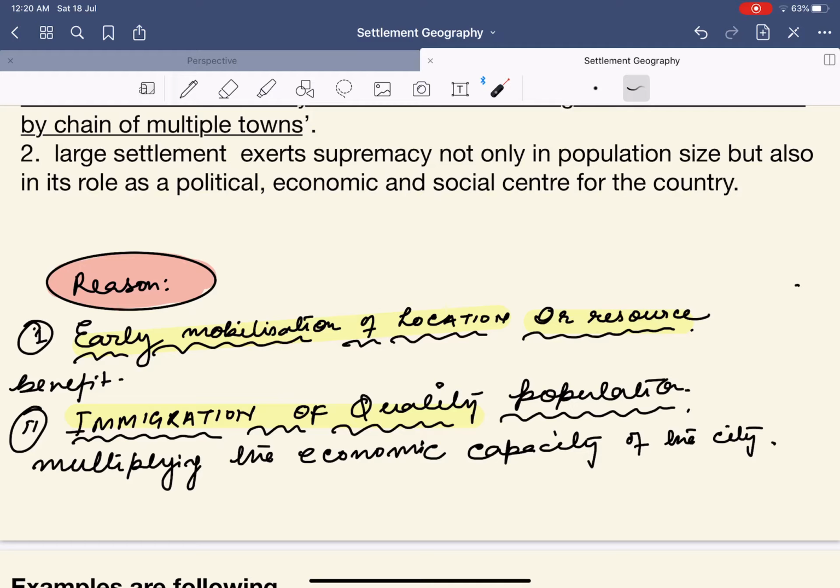What exactly could be the resource? Let us say Hyderabad, Bengaluru. These are all the examples of a primate city. But what are the resources over there? I would say the resource is nothing but the IT, that is your information technology hub.